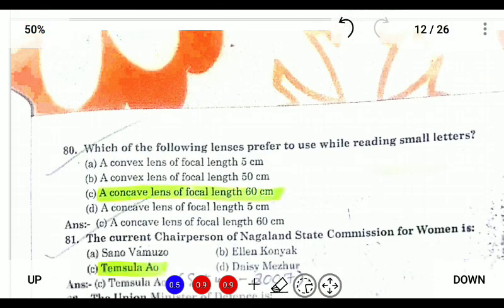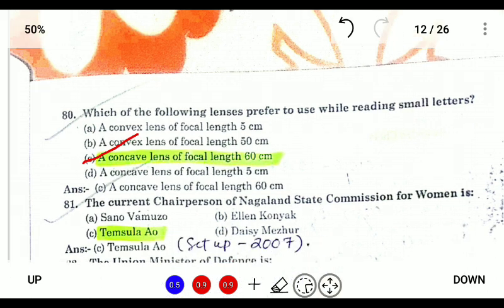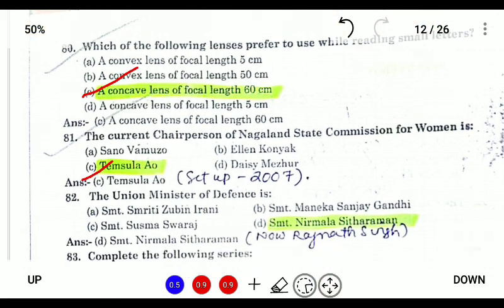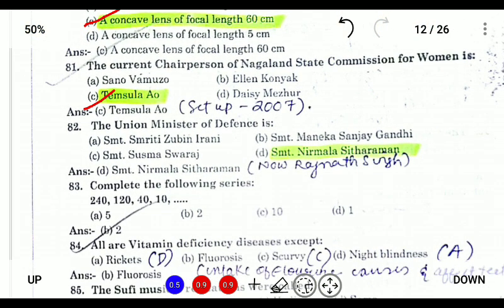Next, which of the following lenses is preferred while reading small letters? A convex lens. The current chairperson of the National Commission for Women is Rekha Sharma. This is current affairs. The Union Minister of Defence is now Rajnath Singh.